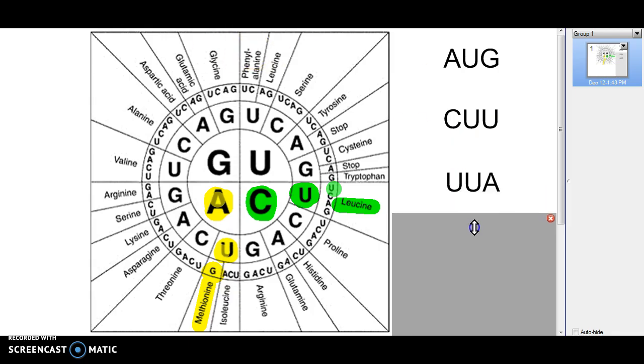The next one that you have is UUA. Let's see if you can follow along with me. Do this in your head as you're watching along here. We start with U here. We use the next ring of letters in this U section to help us figure out where our next letter is. So U, U, and then our last letter is A. Hey, look at this, leucine again.